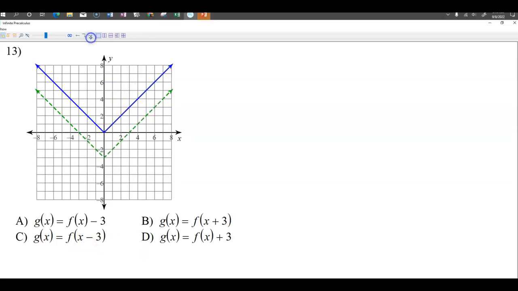Let's do 2 more, and we'll be done for the day. So talk with your team about that. All right, what do you think, Adriana? A is right. To make the blue line be like the green line, we have to move it down 3 spaces, so we're subtracting 3 outside the parentheses.